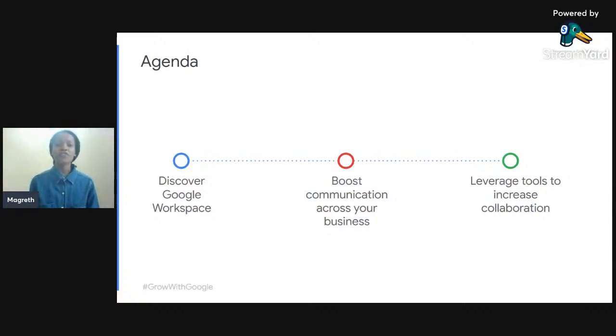So today we're going to have three agendas. Agenda number one is Discover Google Workspace. Agenda number two is Boost Communication across your business. And agenda number three is Leverage tools to increase collaboration. So these are going to be our three topics of agenda today. It's going to be about implementing Google Workspace in your business.